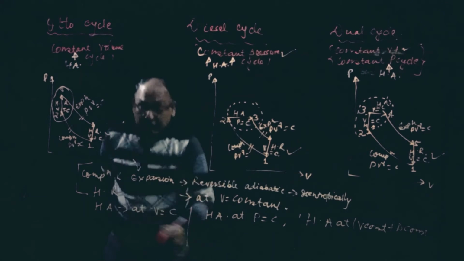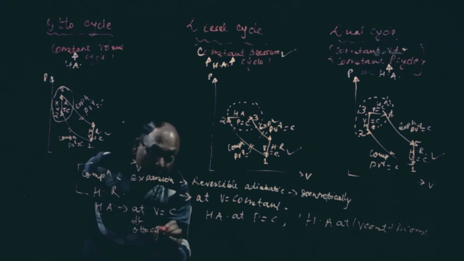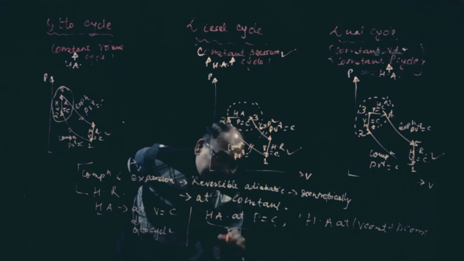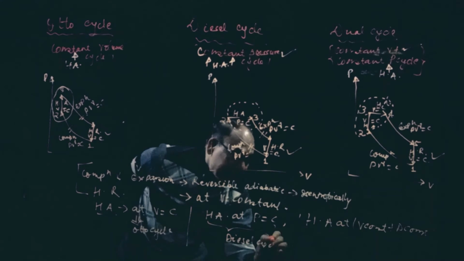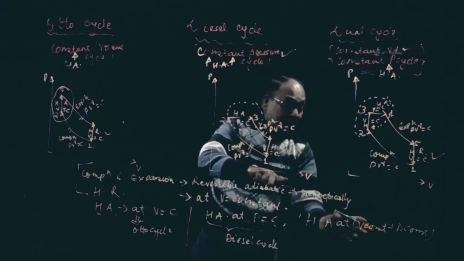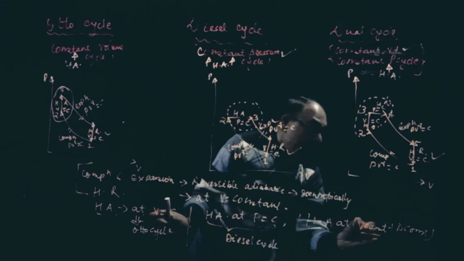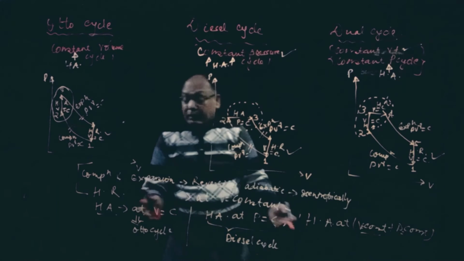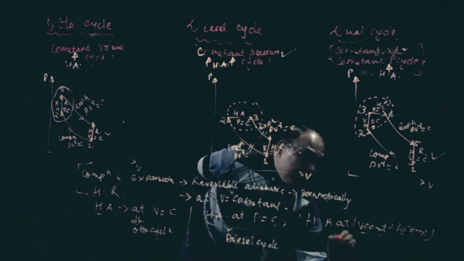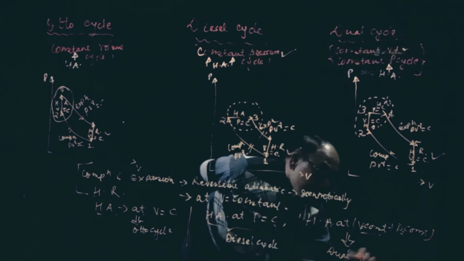See here, heat addition at constant volume is your Otto cycle. Heat addition at constant pressure is the diesel cycle. And heat addition at constant volume and constant pressure, since the heat addition here is constant volume first, thereafter constant pressure, it is the mixture of the Otto cycle as well as the diesel cycle, so it is called the dual cycle. So these are the basic differences.